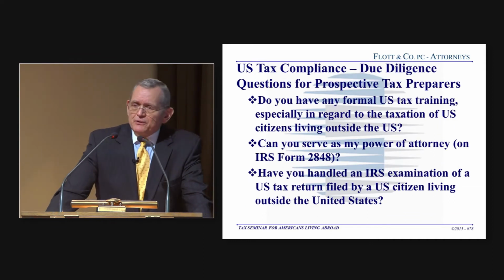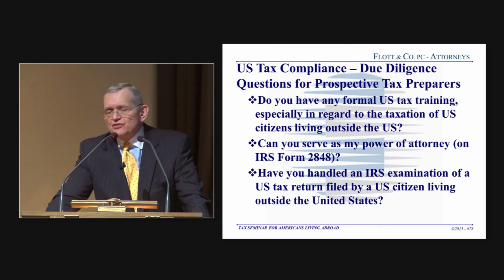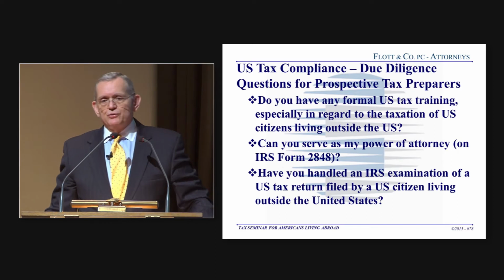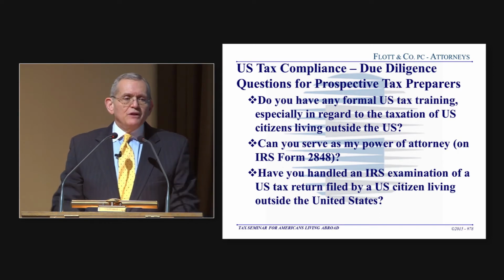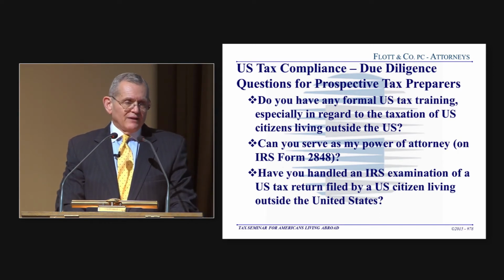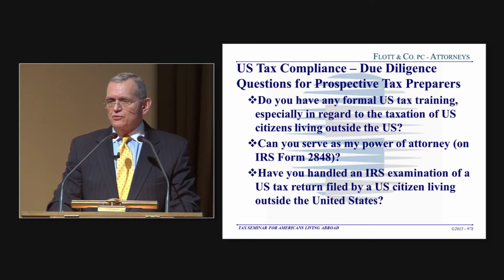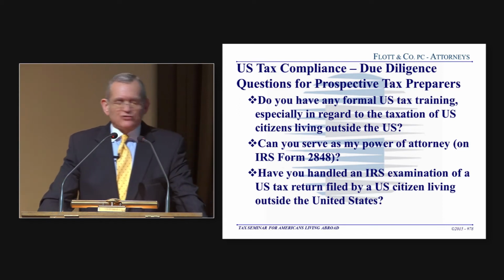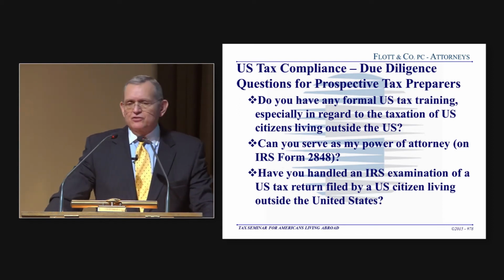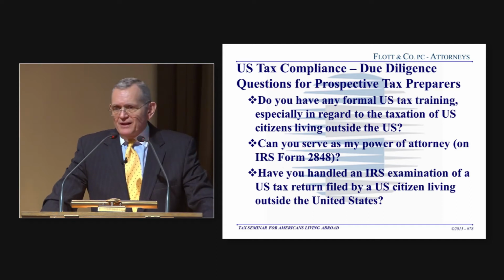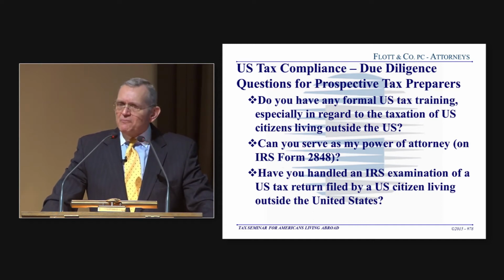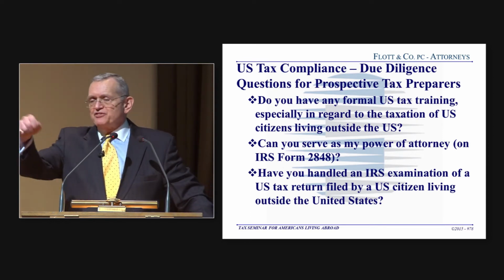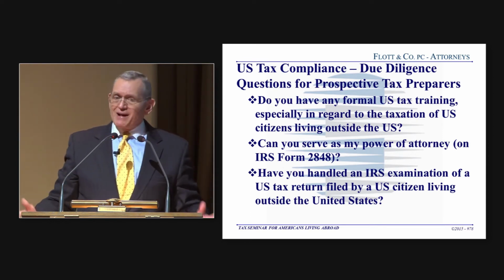So what I give people is a due diligence list of questions, because there are lots of people who are very qualified to do these returns. What you need to do is make sure that you do your due diligence in terms of who these people might be. You want to ask, do they have any formal U.S. tax training, especially in regard to the taxation of U.S. citizens living outside the United States? So you want to know they've got some formal training. They may have a PTIN, a Preparer's Tax Identification Number, but that doesn't mean they have any training.